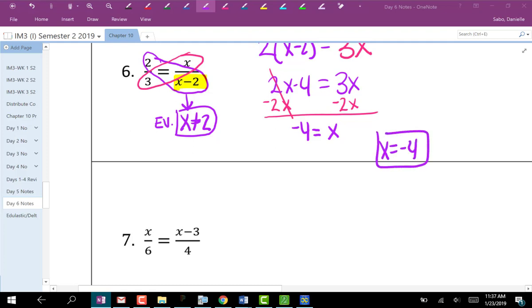Now, again, if we were to get 2 here, it would be no solution because that's an excluded value, but here that's not an issue. We can have negative 4, and it works out.